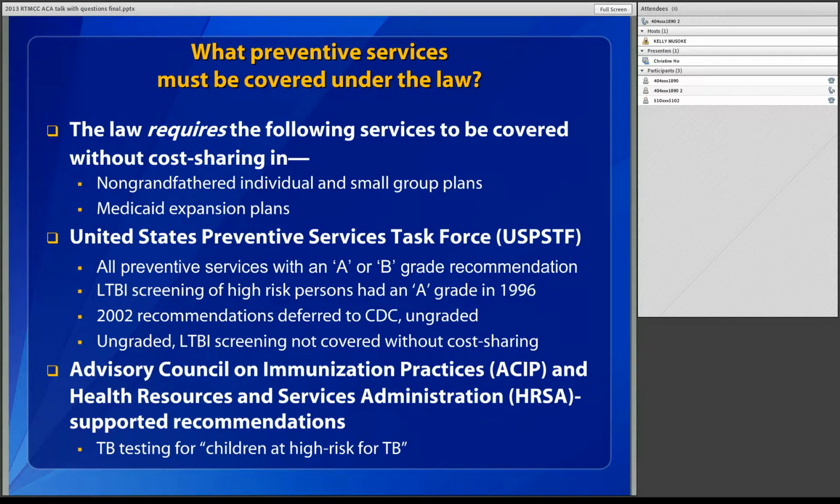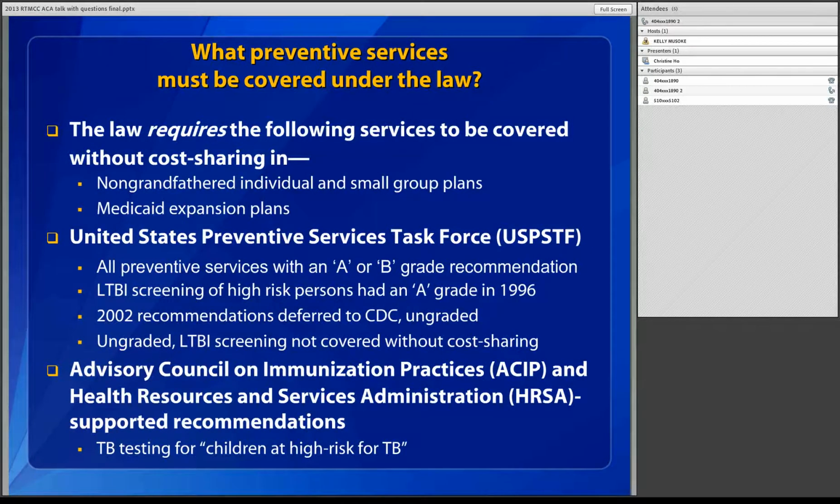So LTBI screening of high-risk persons had an A grade in 1996, but because of a change in methodology and how they came out with the recommendations, in 2002, instead of regrading LTBI screening, the United States Preventive Services Task Force deferred to CDC for these recommendations and left this activity ungraded. At that time, there was no impact, but at present, because of the way that the Affordable Care Act covers preventive services, left ungraded, LTBI screening is not covered without cost sharing.